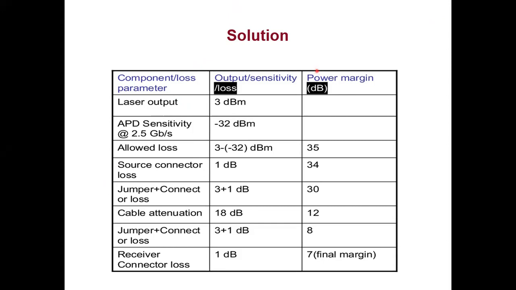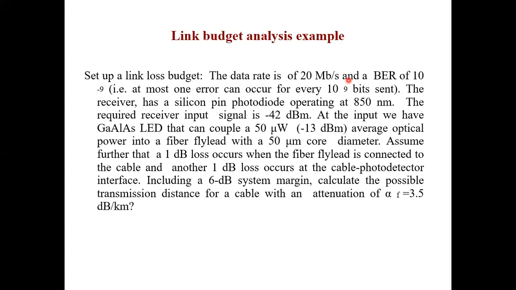Okay, so let us see the problem which is there in the lab. This is the third problem in the book, and I have taken it for the practical coding purpose. So what we are supposed to do is set up a link loss budget. The data rate is 20 Mbps and a BER of 10 raised to -9. Some information is given, but don't worry, since we are doing the power budgeting, all this data will not matter to us. The receiver has a silicon pin photodiode operating at 850 nanometer. The required receiver input signal is -42 dBm. So this is the receiver sensitivity which is mentioned.